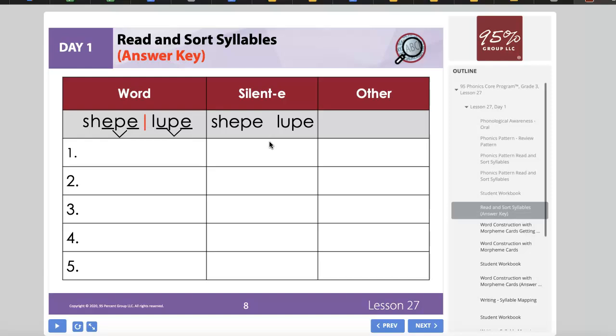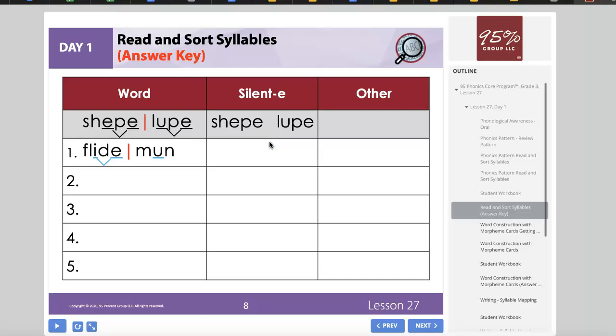Now, on your paper, you have a list of 5 words. Miss Debbie, you can ask Alexa to set a 3-minute timer. You can pause the video and then we'll come back together. I want y'all to try to separate the syllables, underline the vowels, and then put them in the correct category. Either it's silent E or another syllable. So you can pause the video now.